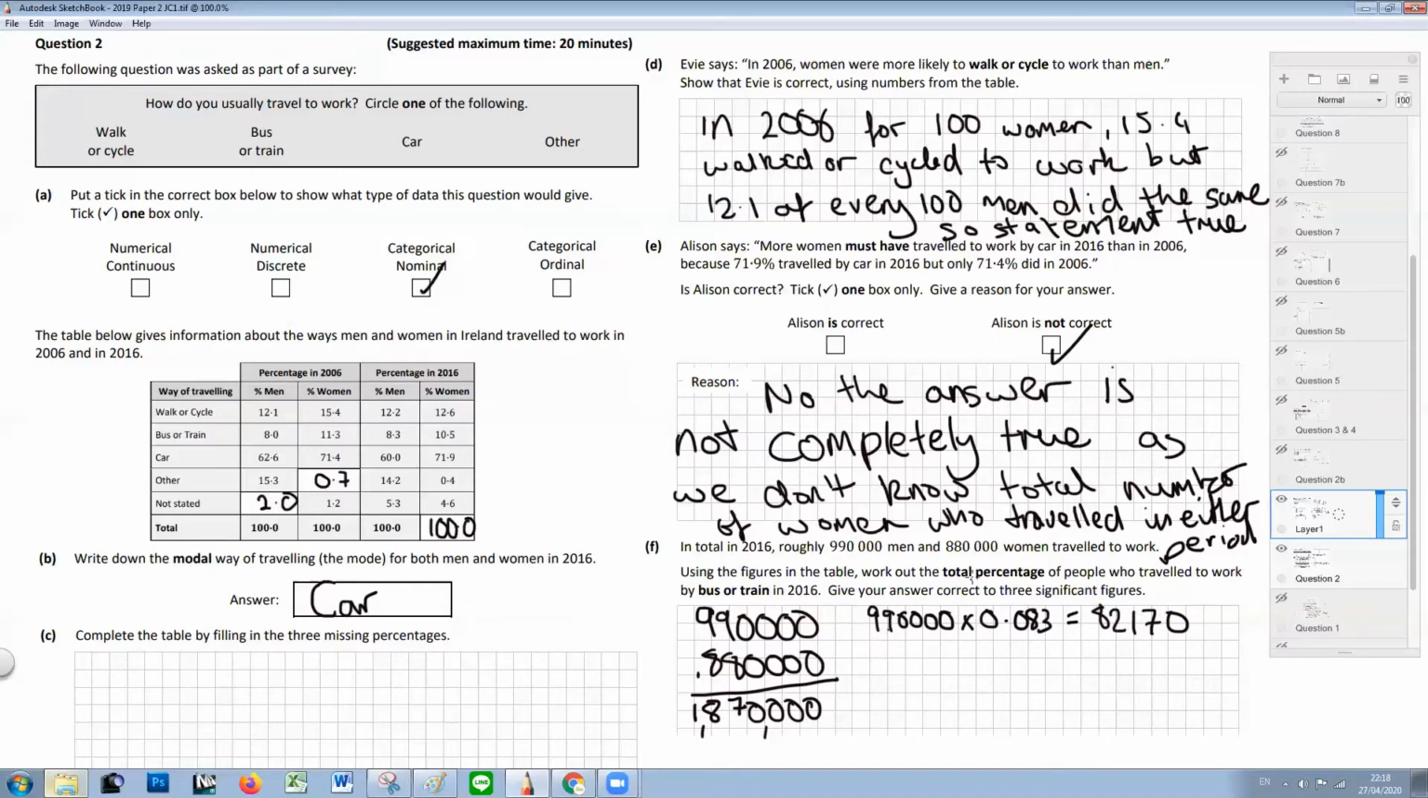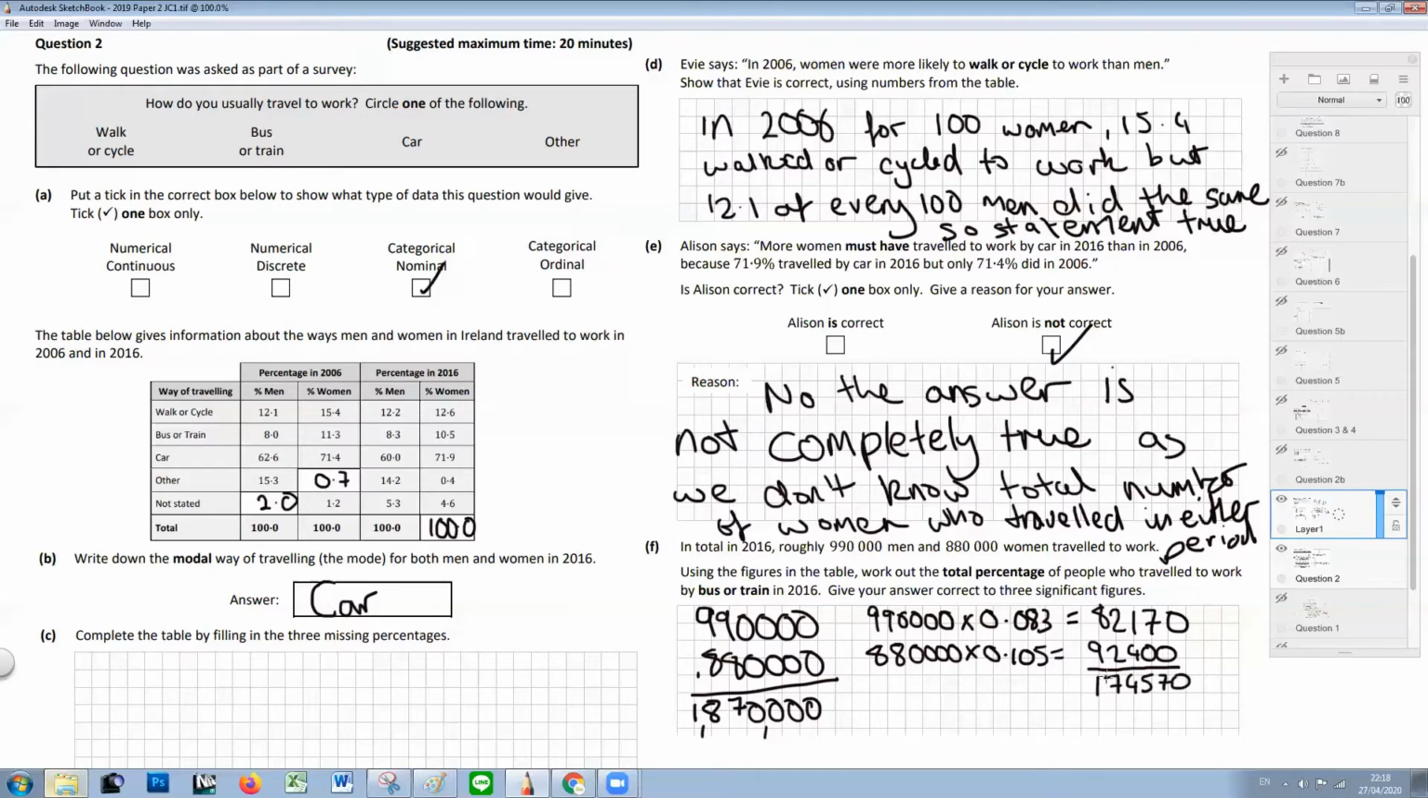And your other one is going to be 880,000 women, and that's going to be multiplied by 0.105. And that answer is going to be 92,400. So the total number of people who travel to work by bus or train then is going to be the two of these together. And that's going to be 174,570.